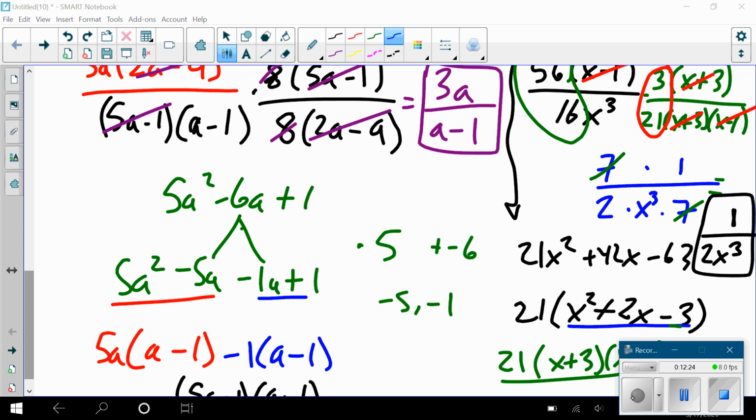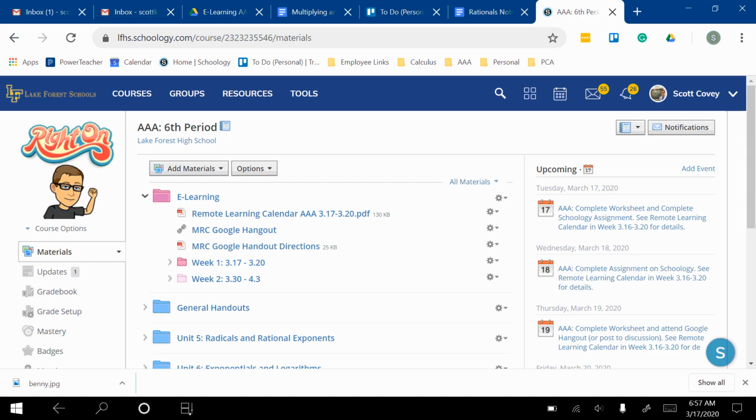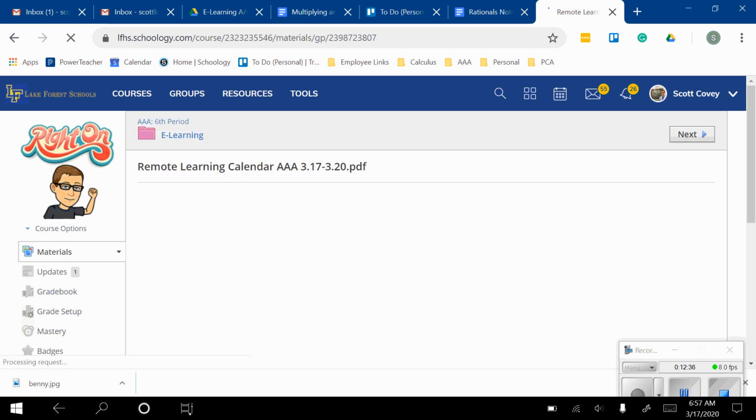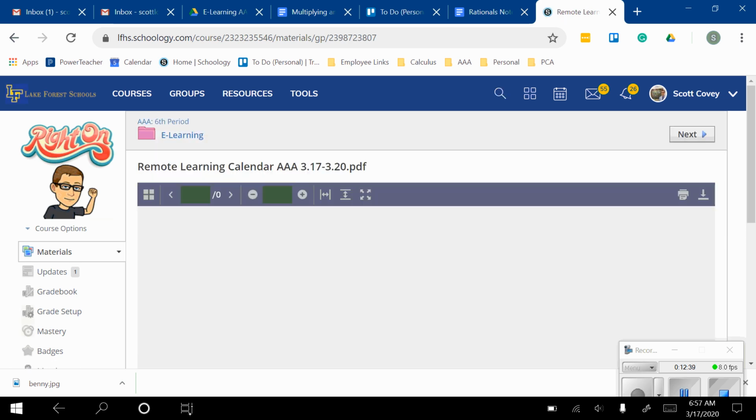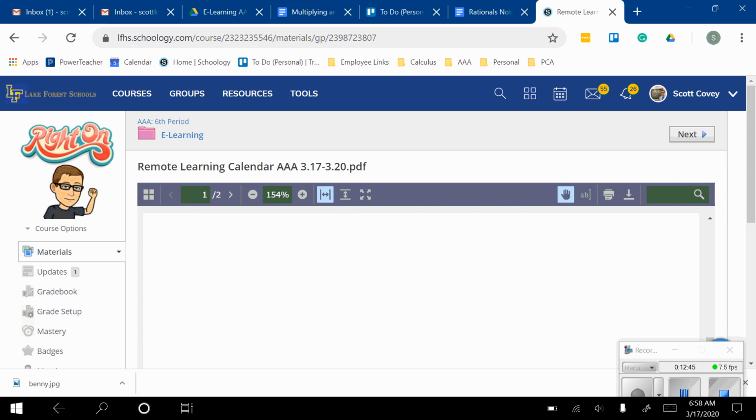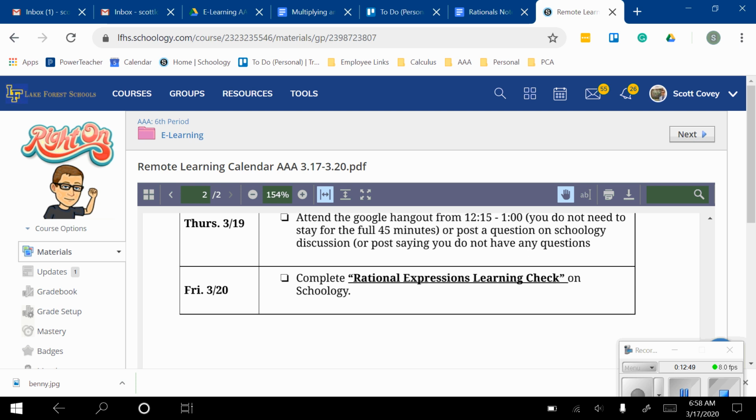And while I have you, last thing real quick, I just want to make sure we're all good with the Schoology stuff. So I'll take you around Schoology real quick. If you go to Schoology, got this e-learning folder. The most important thing is this remote e-learning calendar. So if you click that, it's got the plan for this week, and I'll have one for next week as well. This has the plan, the expectations, and it's got the calendar about everything that we're going to do. Cool.